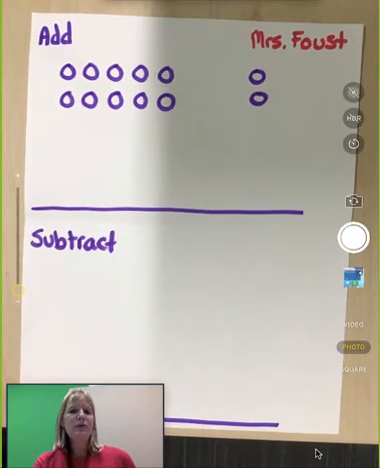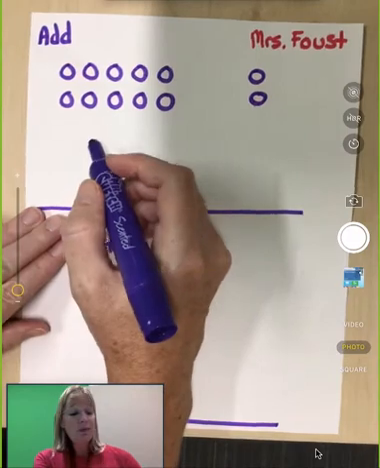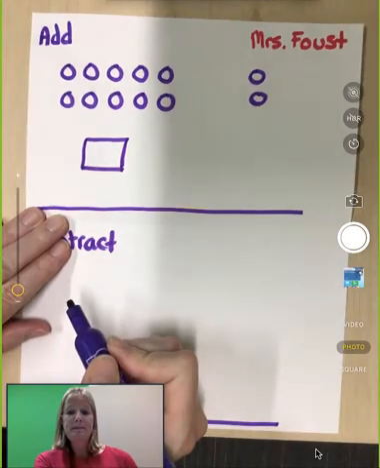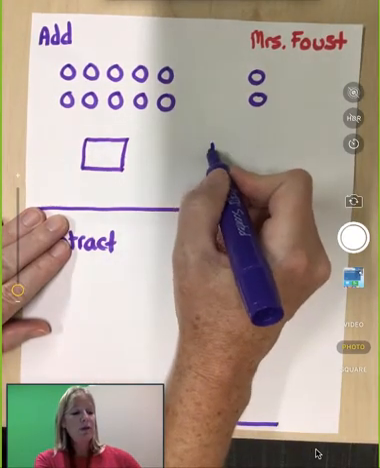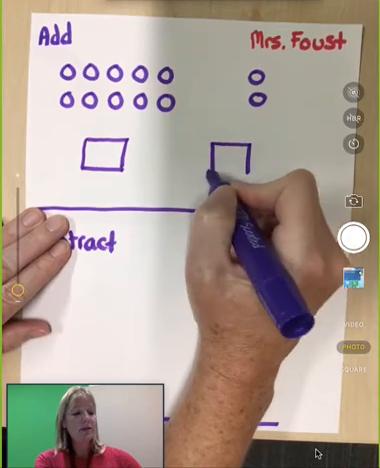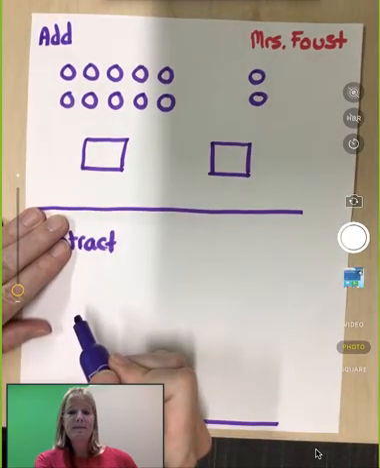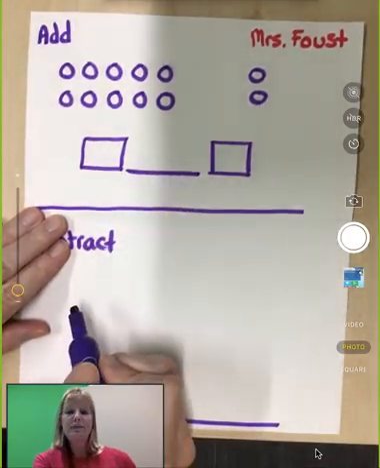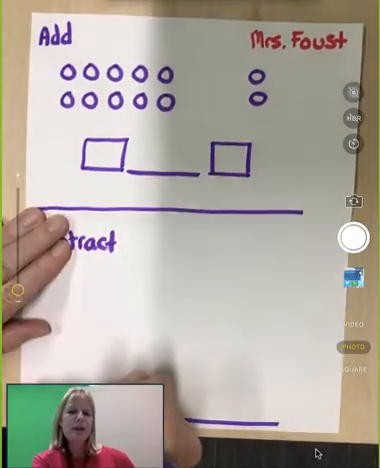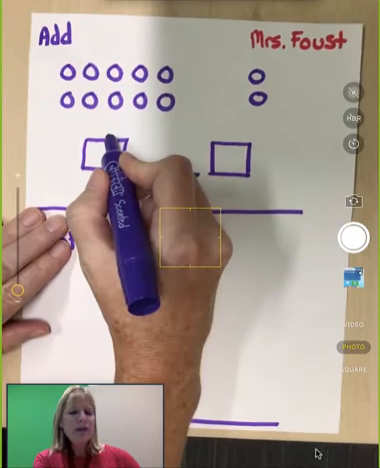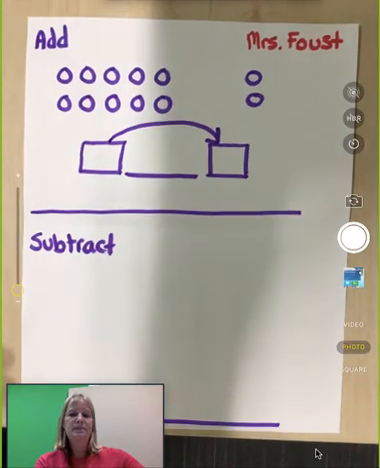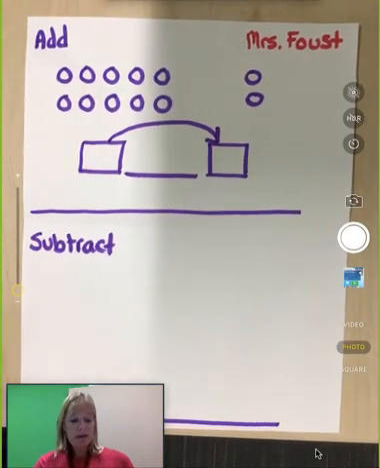Now, let's think about those start, change, end boxes we've been doing. You might even want to draw them. Here's my start. I'm going to move over and draw my end box. In the middle, I'm going to just draw a line for my change. Do you remember what goes on top, first graders? An arrow. How did you get from your start box to your end box? Now I can fill them in.